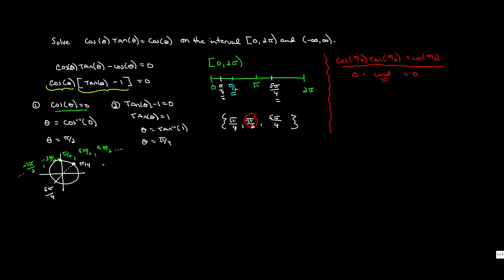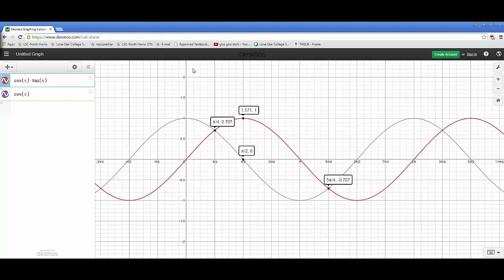So I'm just stuck with these two, pi over 4 and 5 pi over 4. Now what's odd to me is that Desmos is telling me that I actually have a point there, which isn't the case, the way that it's originally defined. So that's not true.